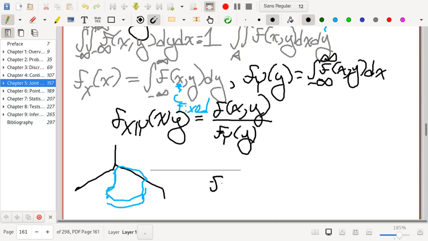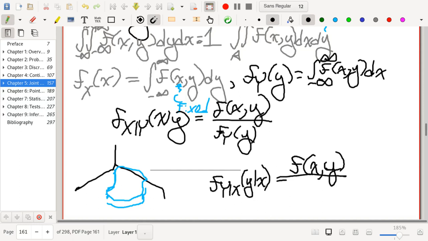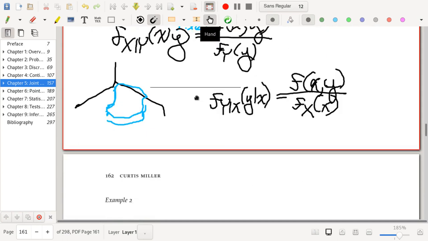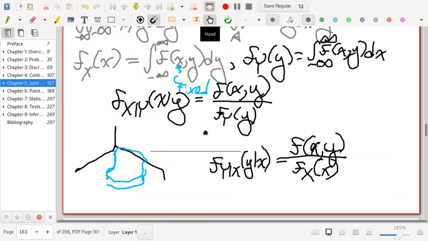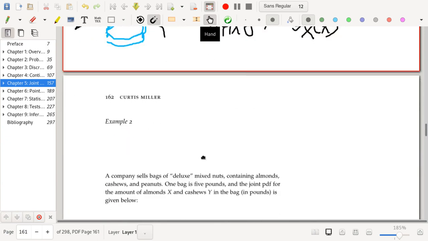And similarly for y given x, this is going to be f of x, y divided by f of x. Density functions are not probabilities, but they're kind of like probabilities. They're very probability-like, so in many situations you get to use them in place of probabilities.